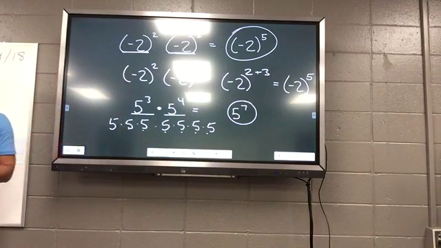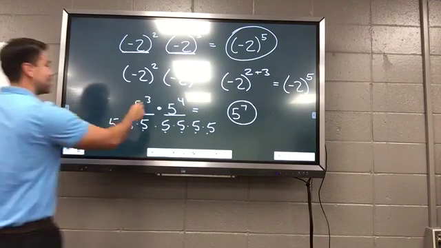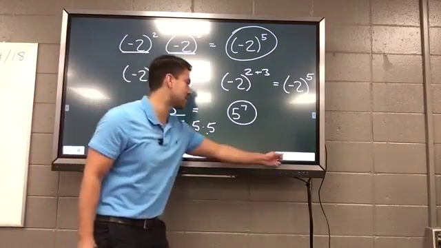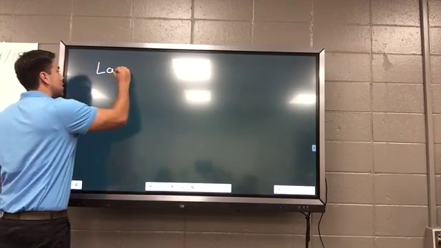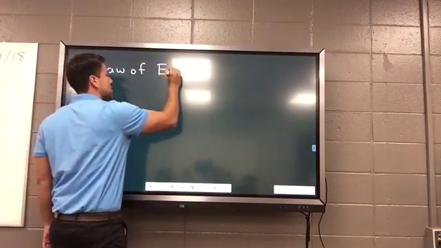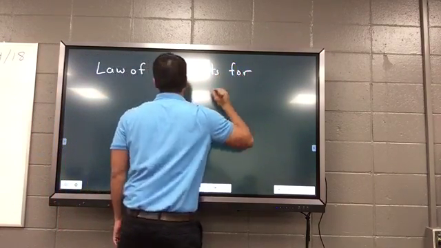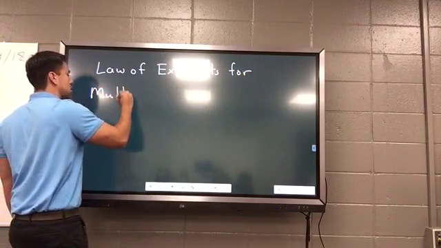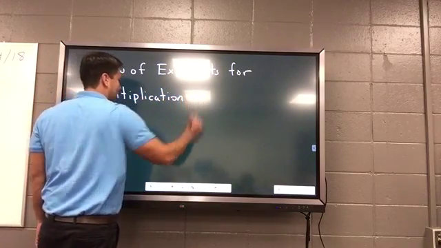I'm good with that. Now, do you notice I keep saying a couple things? If you're multiplying two powers with the same base, then I can add those exponents. And there's a reason why I keep emphasizing that. Here is the, we're going to call it law of exponents for, and I'm going to put here multiplication. So here's a way to simplify everything we just said and hopefully make it very clear.